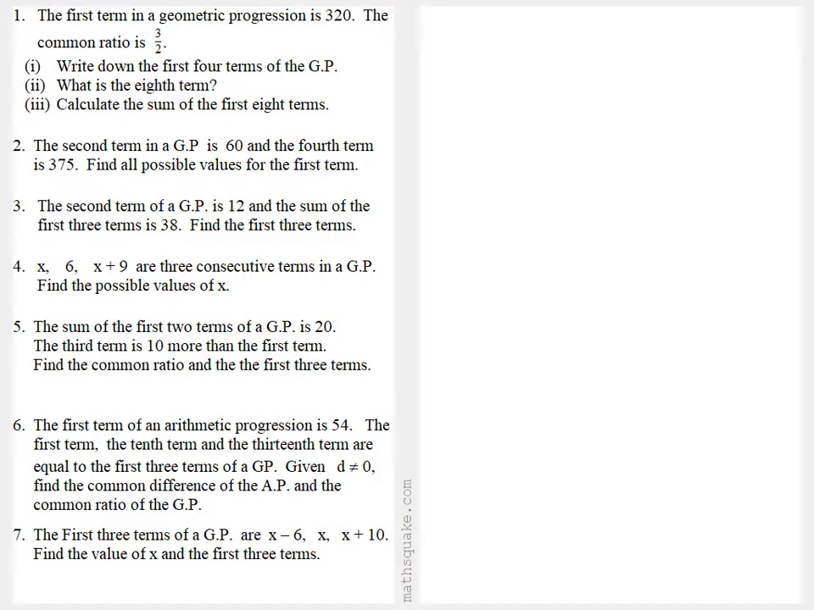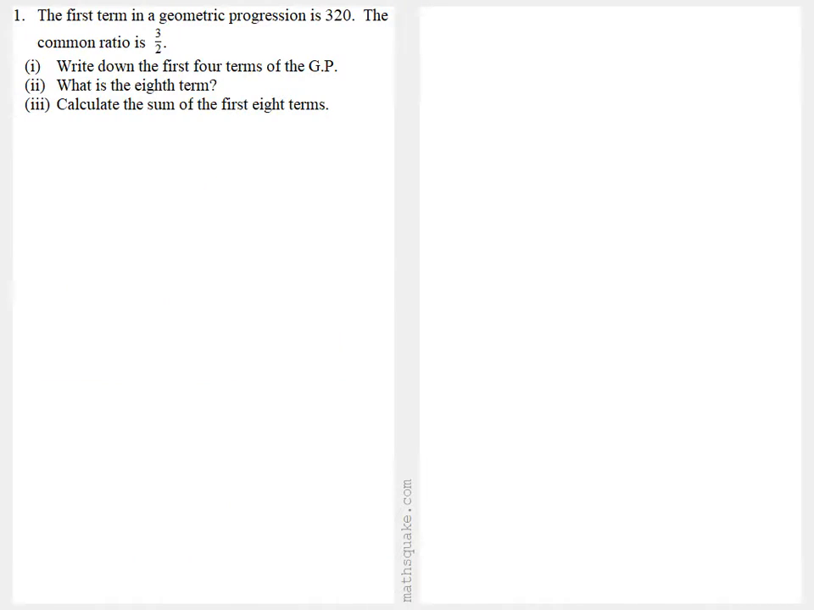Okay, let's have a look at the answers. In question 1, we're told the first term of a geometric progression is 320 and the common ratio is 3/2. In the first part, we're asked to write down the first 4 terms of the GP.